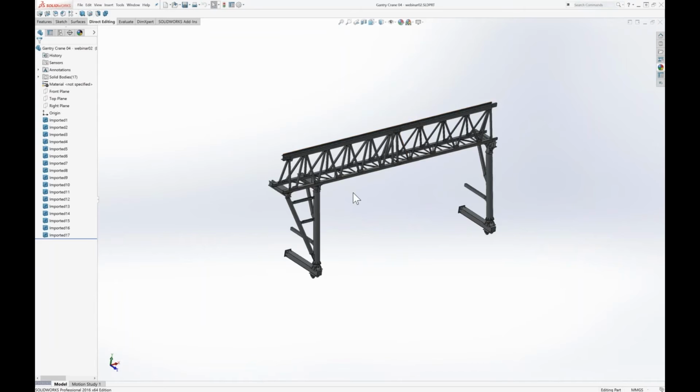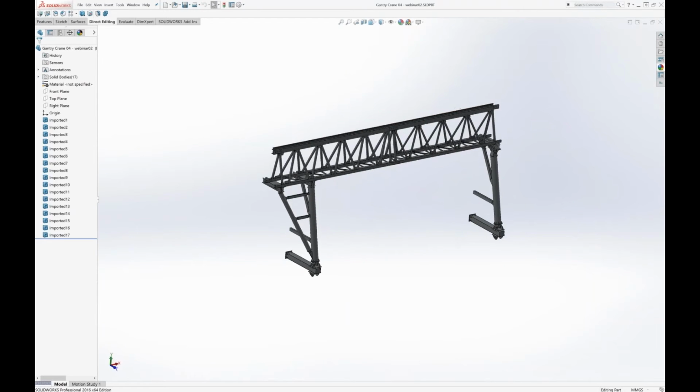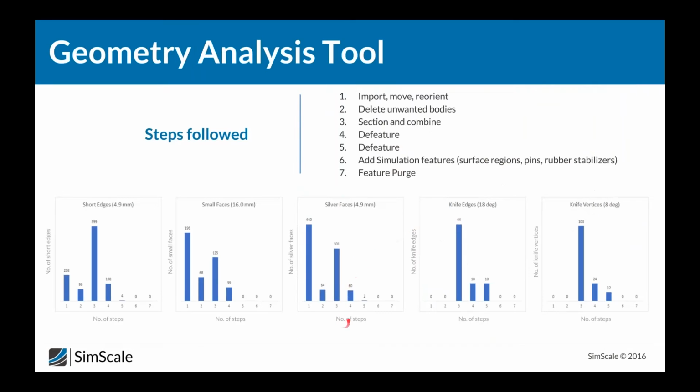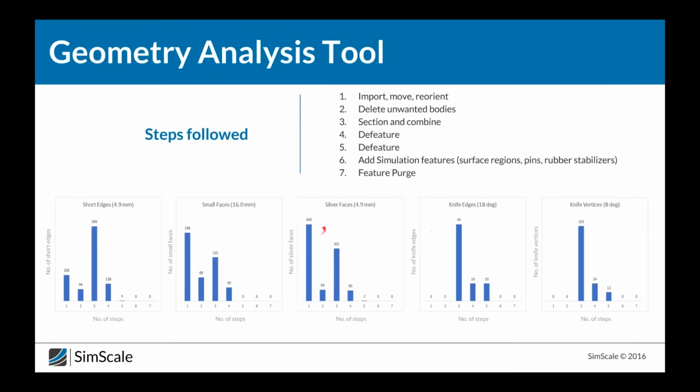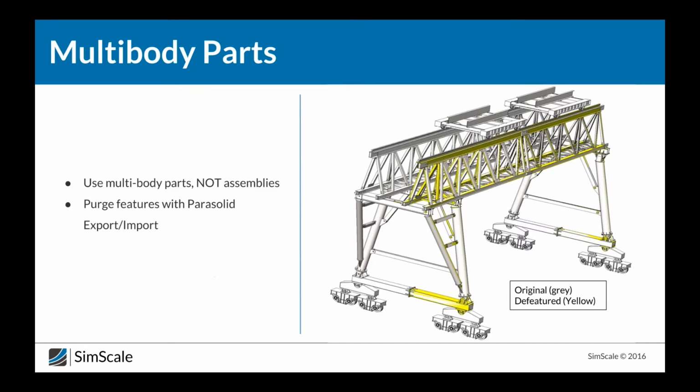So this model here is not the original geometry, but it's not the finished geometry either. So if I go back to my presentation, it's at step 4 here, so it's about halfway along the process. It's after all the merge operations have been done, but it's before the bulk of the defeaturing has been done. Sorry, I'll just go back to SolidWorks here.